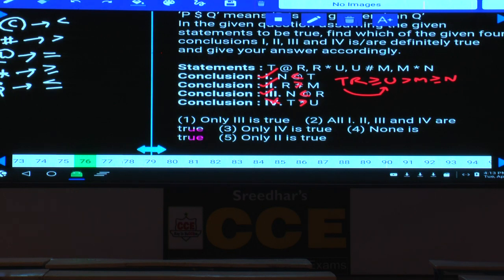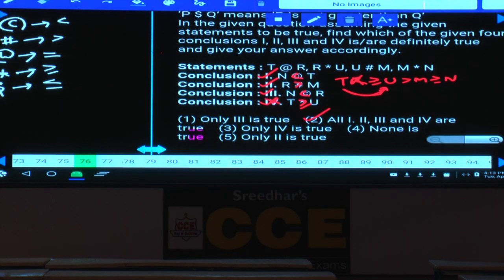Fourth one: what is star? Star stands for greater than or equals. Now the relation between T and U: T equals R, so T greater than or equals to U is also true, isn't it? The star stands for greater than or equals to. And so all the given four conclusions follow. Choice 2 is the answer. Question number 76, it is choice 4.